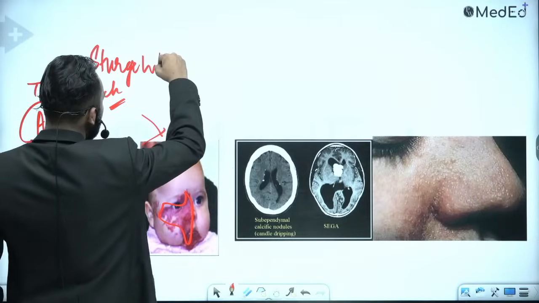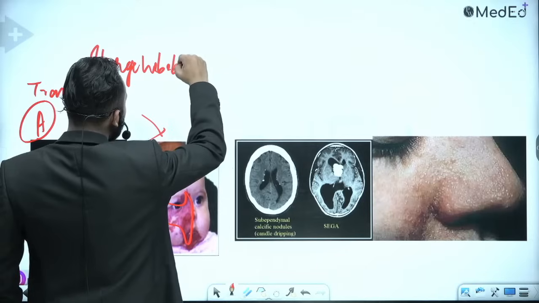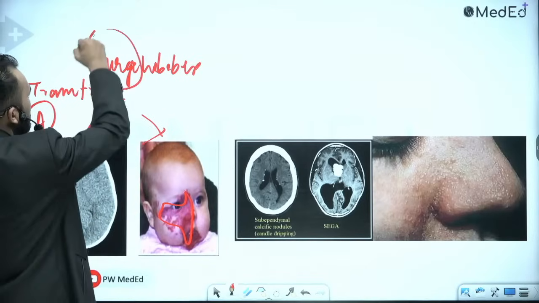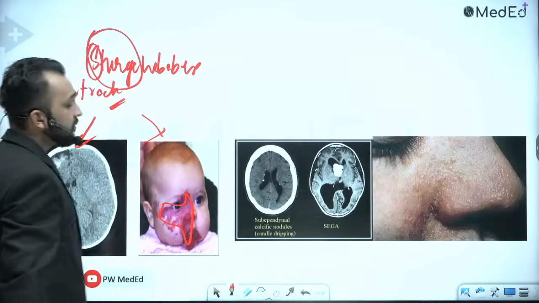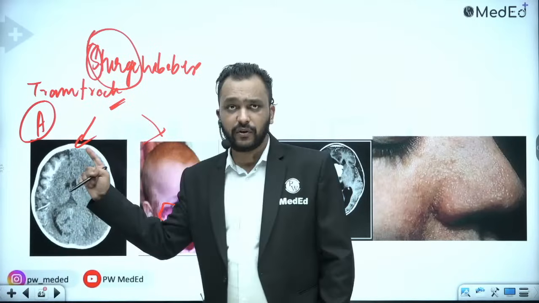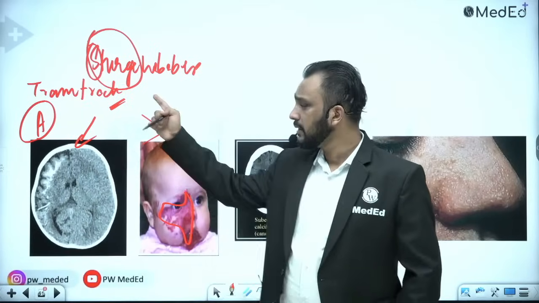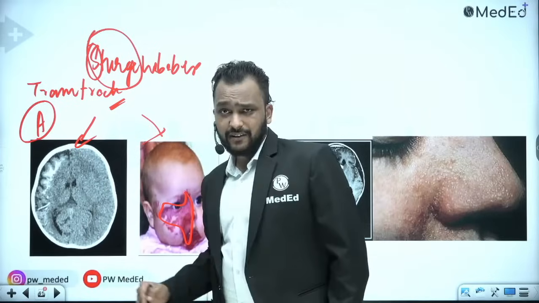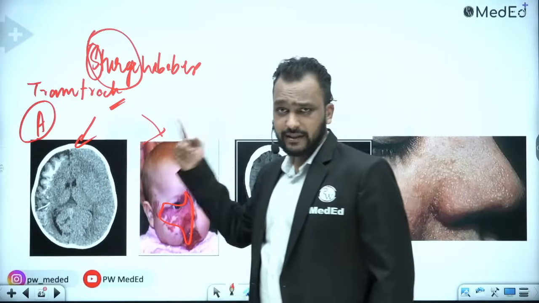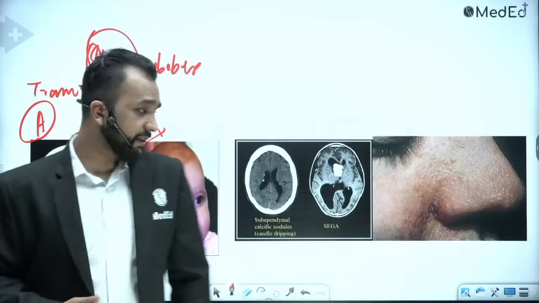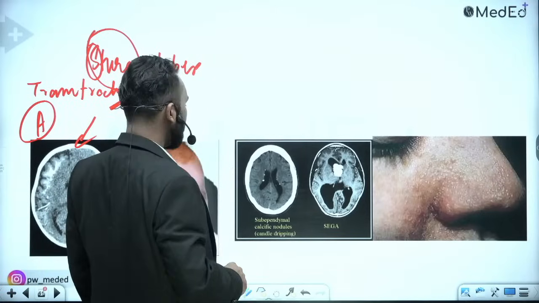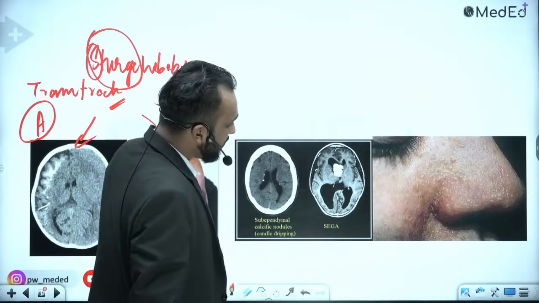So what are the other features of Sturge-Weber? They can be remembered with the mnemonic STURGE, where S stands for seizures, T stands for tram-track calcification, U stands for unilateral hemiparesis, R for mental retardation, and G for glaucoma. These are the other features that you can find in patients with Sturge-Weber syndrome.